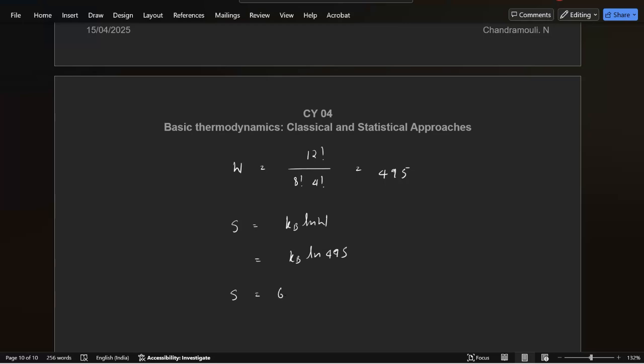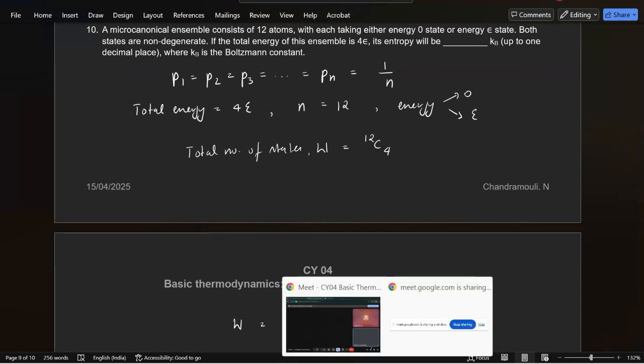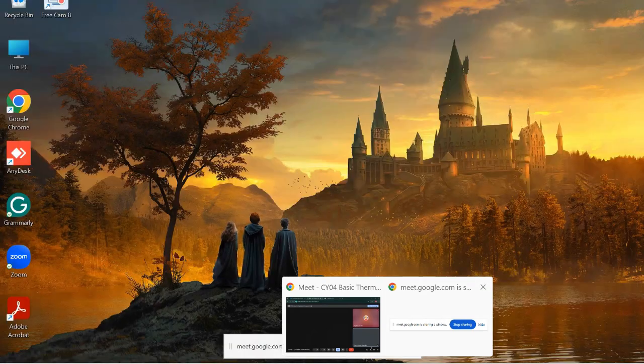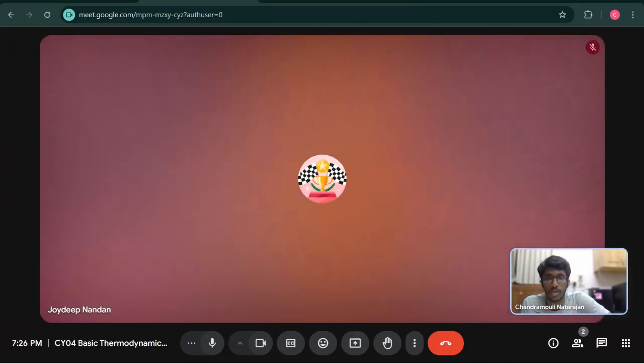6.20 kb. So that's the value, that's the answer. Okay, Jaideep, so those are the questions that I had prepared. Now we will see what are the questions that you had that have been already answered. So let's go to that.